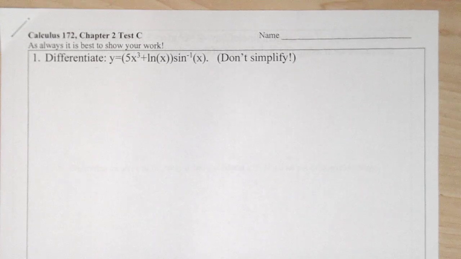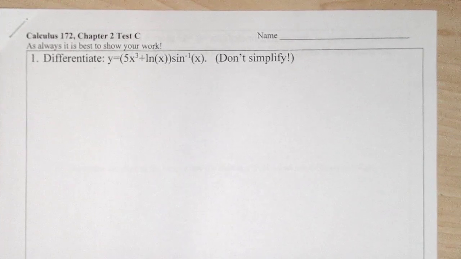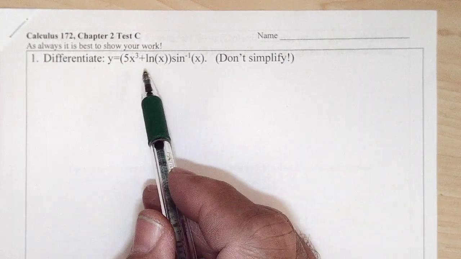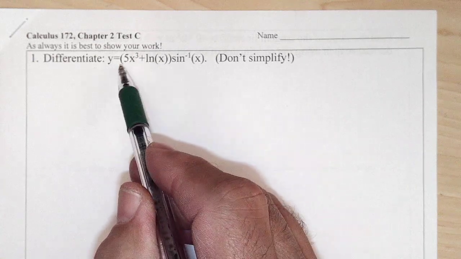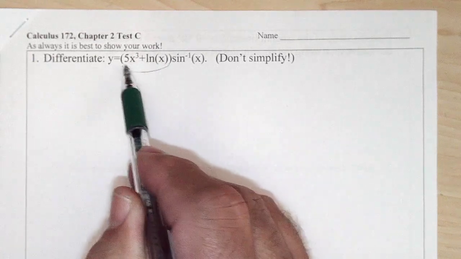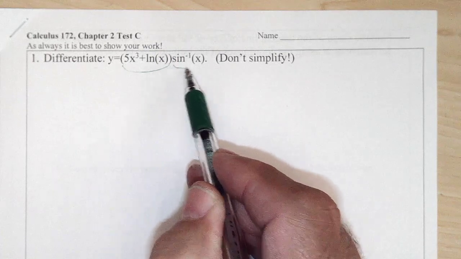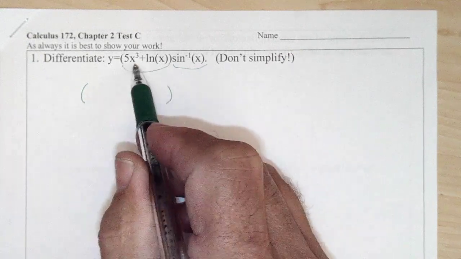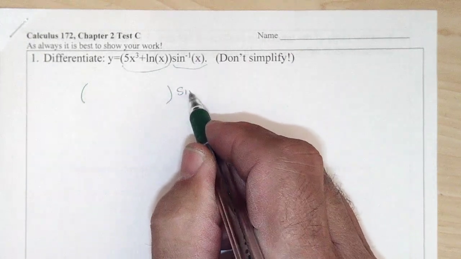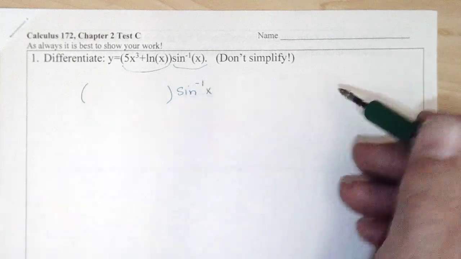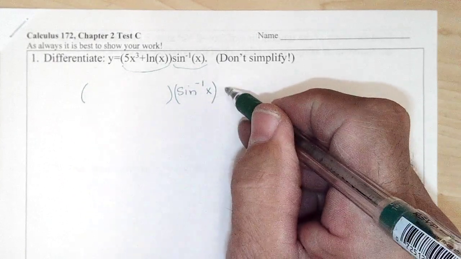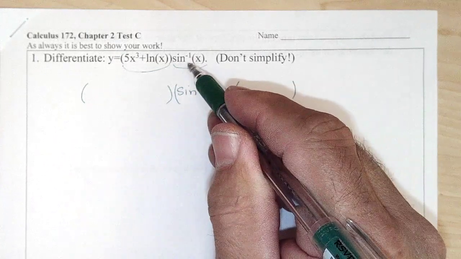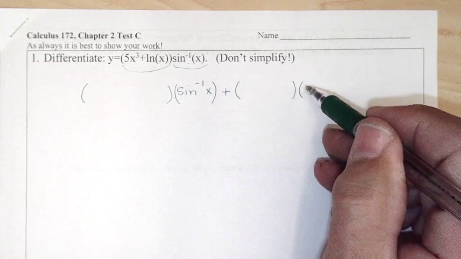Okay, let's go through our test on chapter 2. So I asked you to find the derivative of this, to differentiate this. And so we have parentheses from here to here, so that's times this. So we're going to have to use the product rule. So we're going to take the derivative of this stuff times the sine inverse of x plus the derivative of the sine inverse of x times that first stuff.